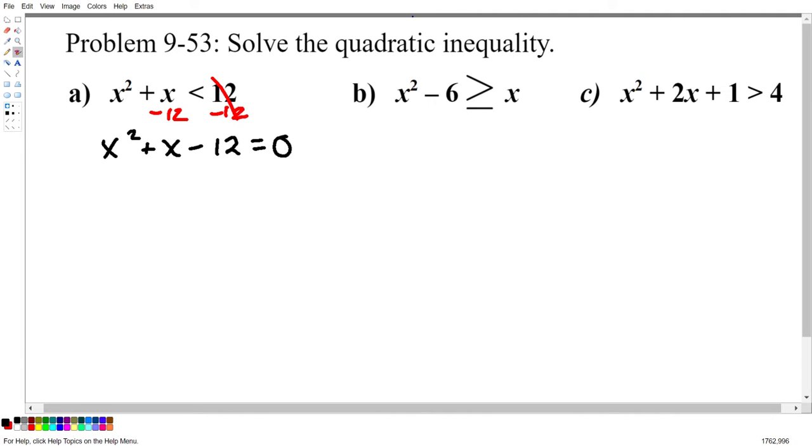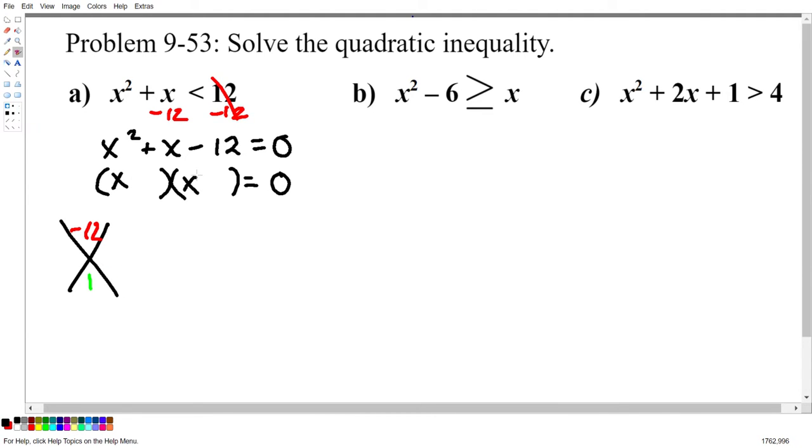Our next goal is to find the boundary points. What numbers would make this equation true? So let's just factor this. Factoring is one of the quicker methods. If it's not factorable, we can use other methods, but let's see if this is in fact factorable or not. So here we have, what two numbers multiply to negative 12 and add to 1?